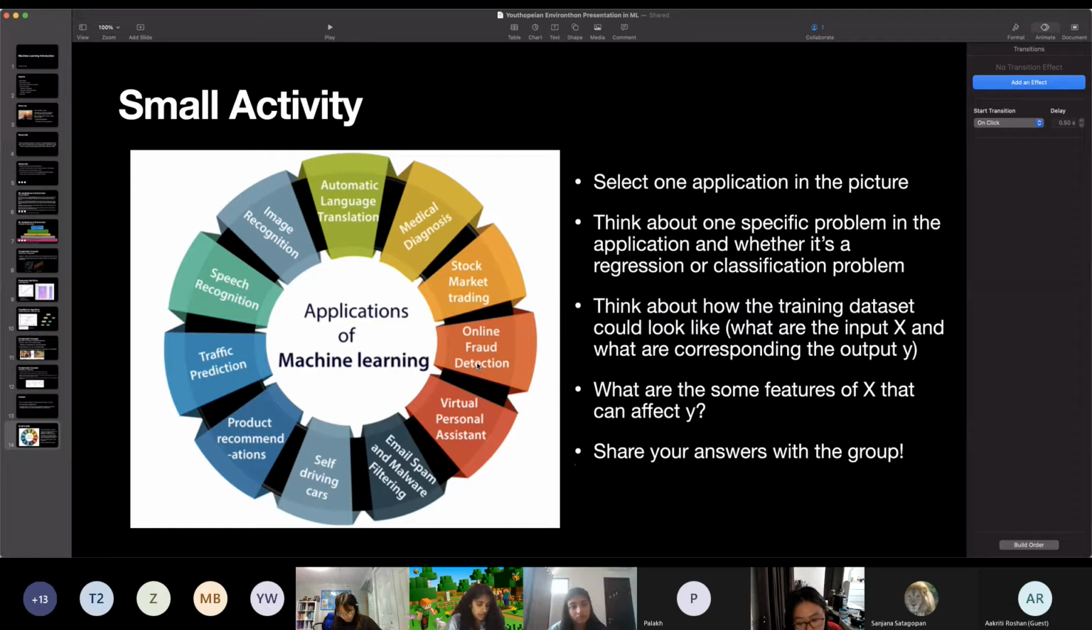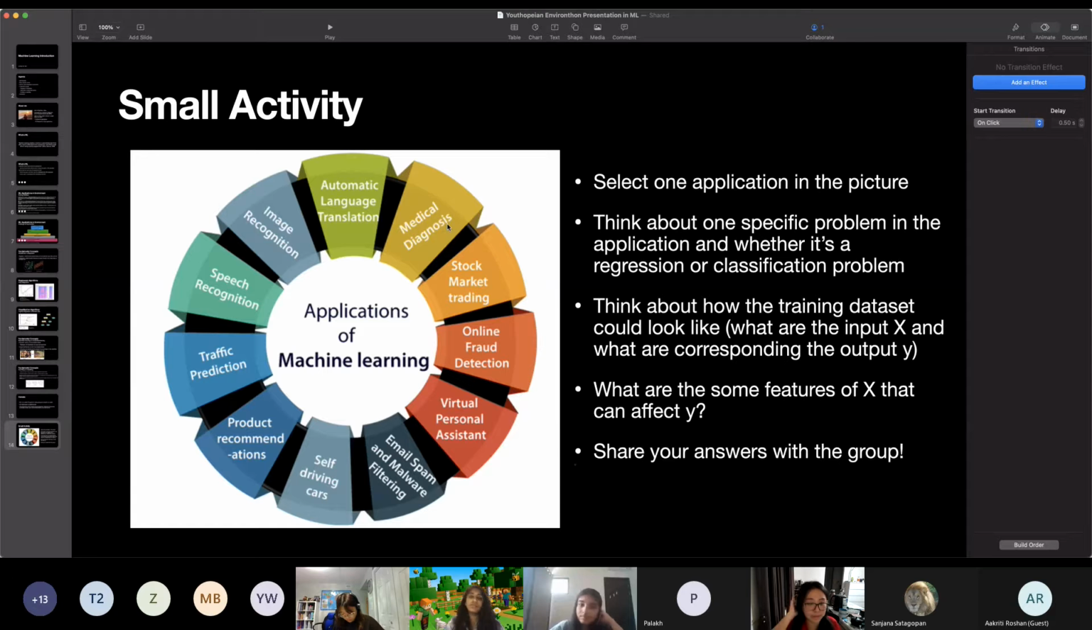Someone else asked a question. Akriti asked, diagnosing diseases or narrowing them down based on only symptoms, would that be regression or classification? You mean the medical diagnosis? Yeah, based on only symptoms.